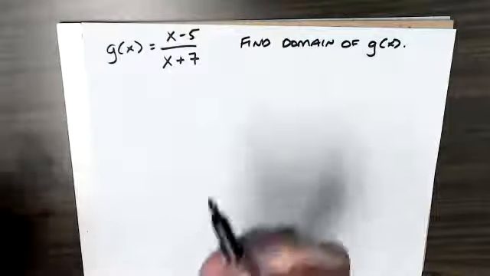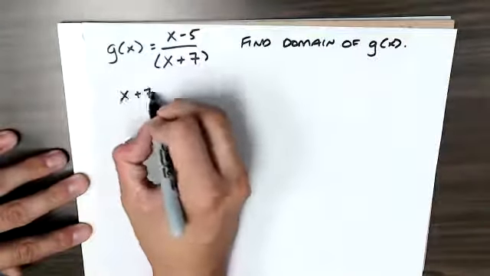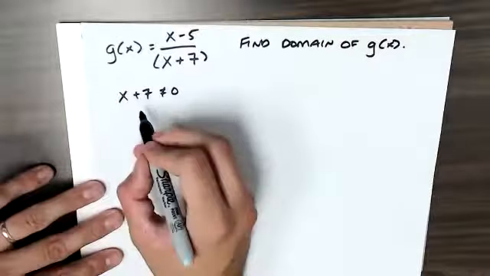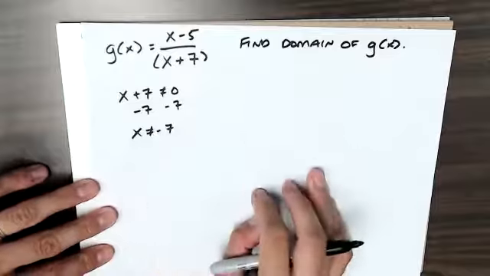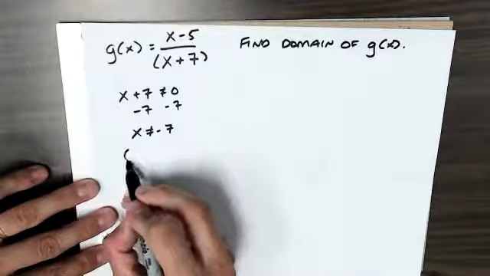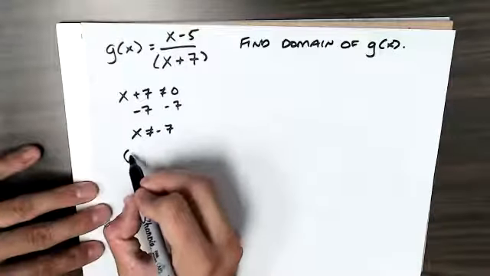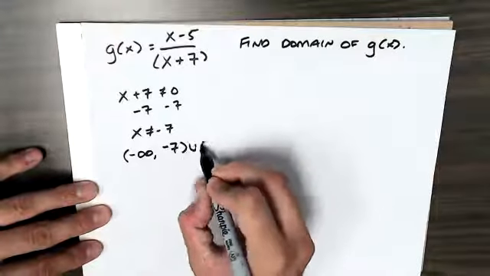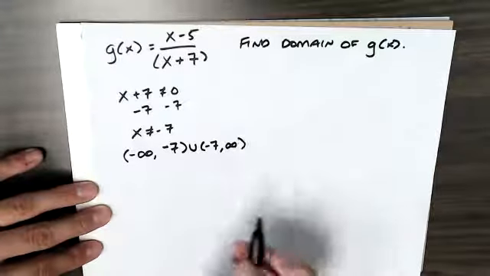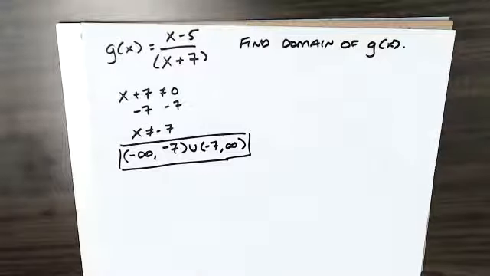Okay. So look, the only thing I care about is this x plus 7. And I know x plus 7 cannot equal 0. So I subtract the 7 over, and I get x cannot equal negative 7, right? So I'm going to go straight to interval notation. x can be anything it wants to be. It just can't be negative 7. So negative infinity to negative 7, union negative 7 to infinity. This would be my domain, okay? That's going to be my domain.